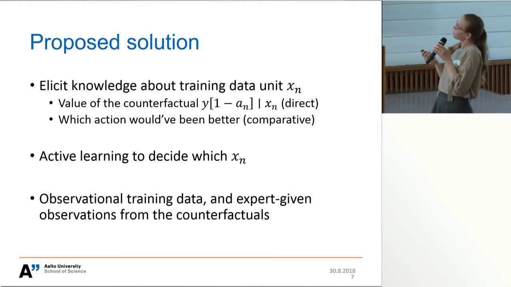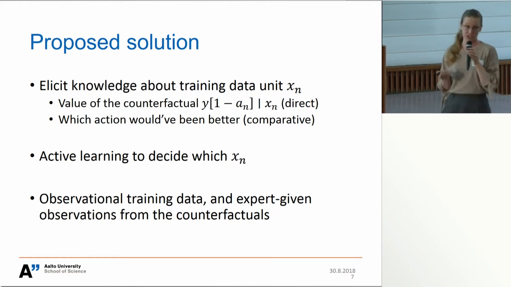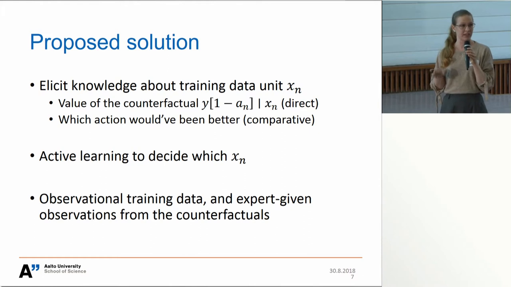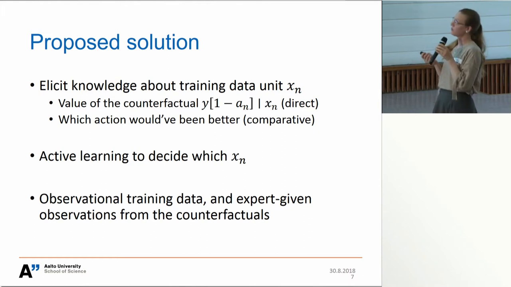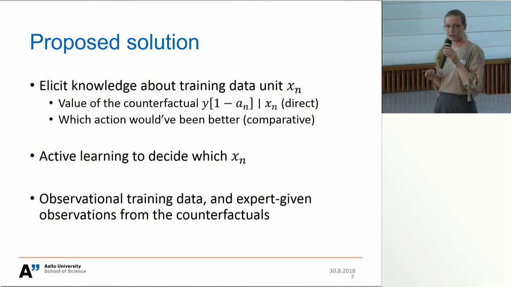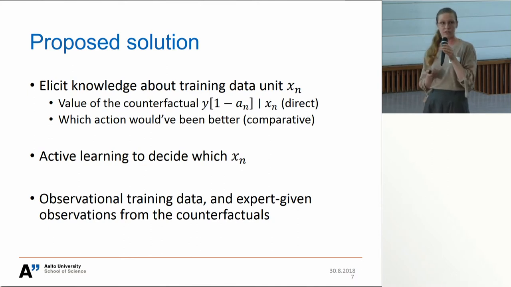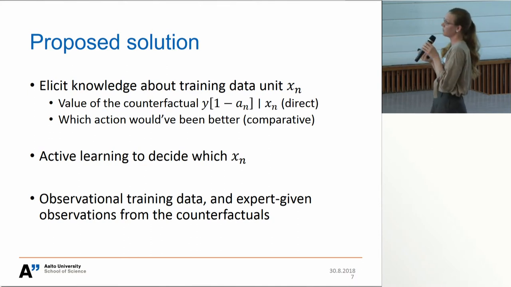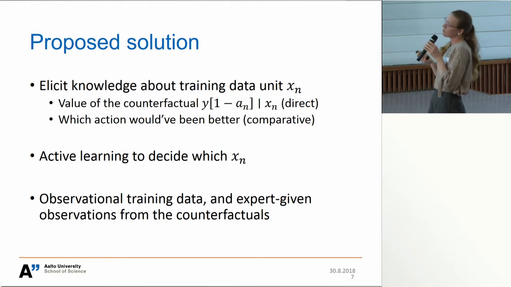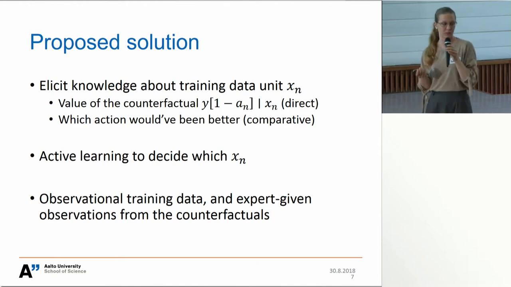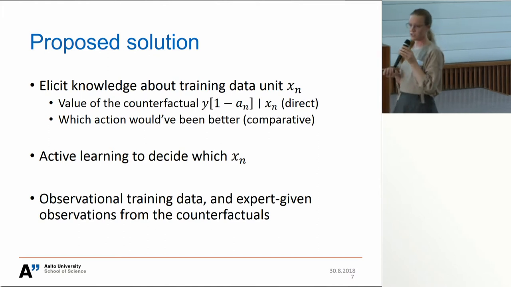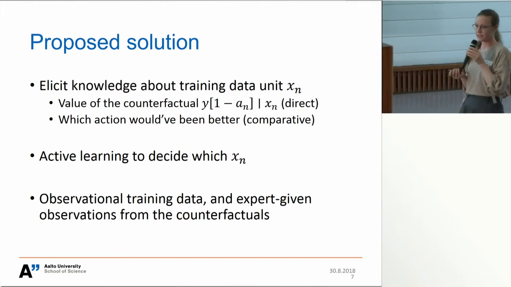And we propose two types of questions. First is directly the counterfactual outcome. So what would have happened to patient XN if instead of this treatment they got the opposite one? This is maybe pretty hard for humans to answer, but if we have a simulator of the system that is very costly to run, then we might have this one. The second one is a comparative question of which treatment would have been better, and these types of questions are typically easier for humans to answer.